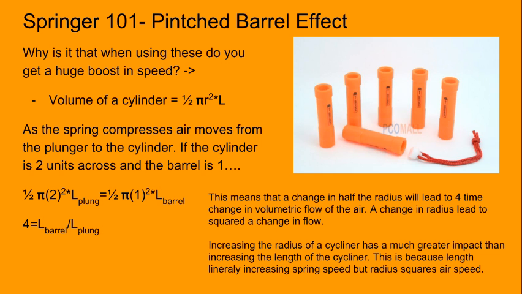But in any case, what's important to see is that if you have a plunger that is much wider, or a cylinder that's much narrower, you can have a squared effect on the volumetric flow and essentially the speed of your projectile leaving your gun.